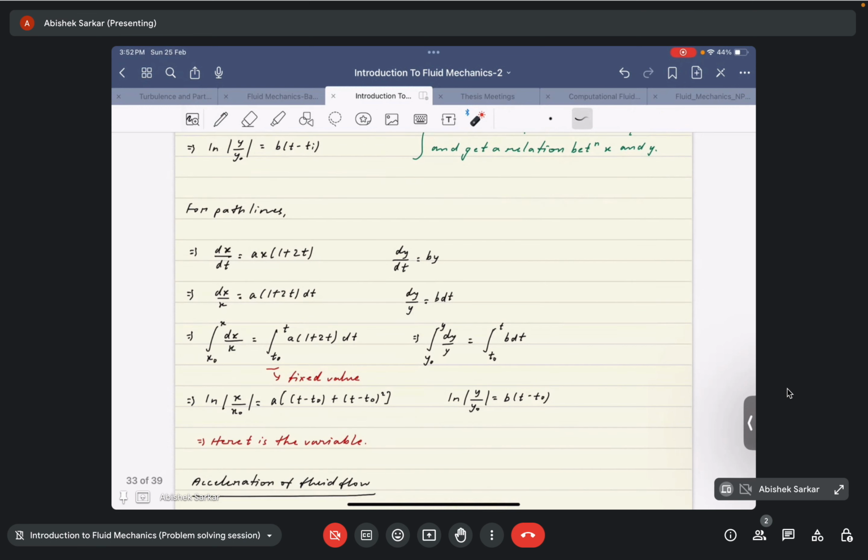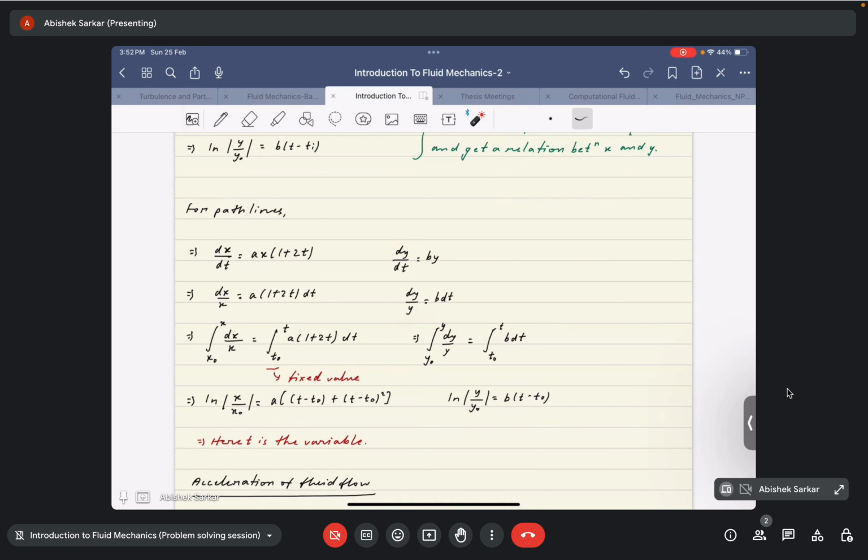So again, same equation, u or dx by dt is equal to ax multiplied by 1 plus 2t, and v or dy by dt would be equal to by, right? Again, we just use the same concept of separation of variables. We write the equation in this form and do the integration.